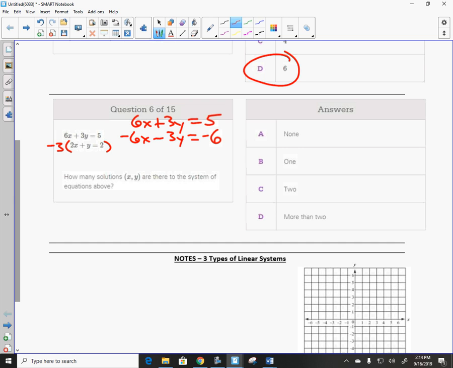What happens when you add those together? The x's and y's are both gone. So what is left on the left-hand side? What's the only thing that remains? 0 equals -1. What does that mean? There are no solutions. None.